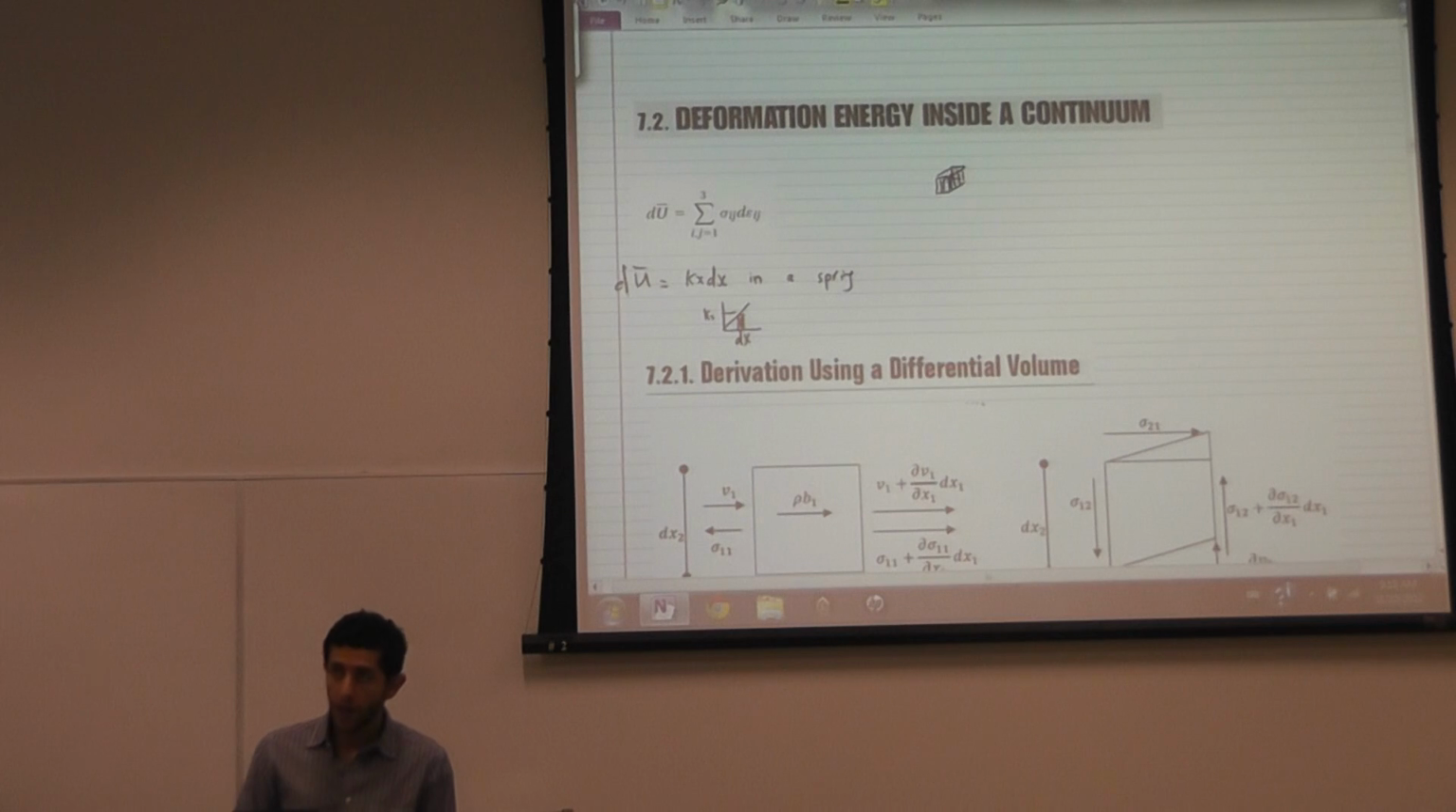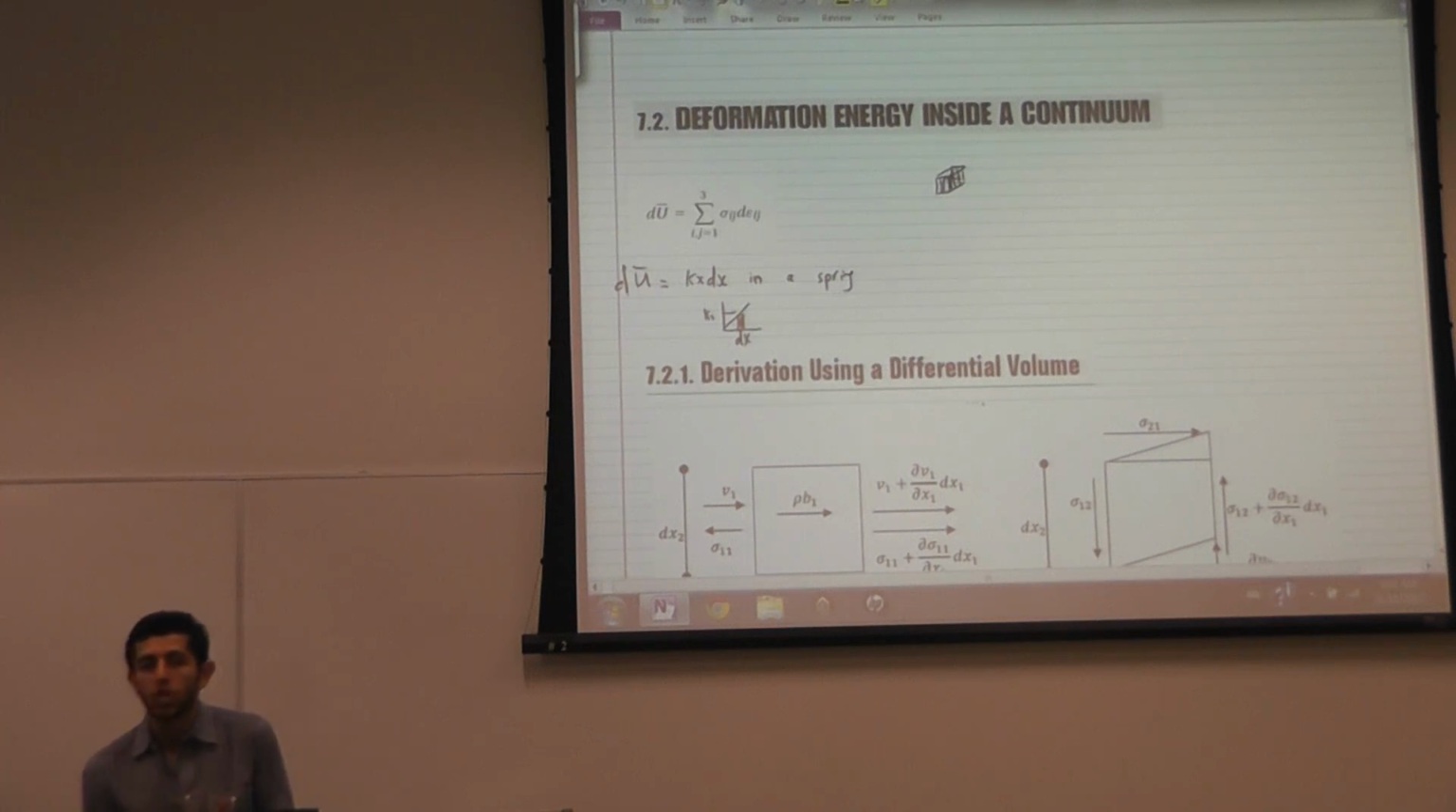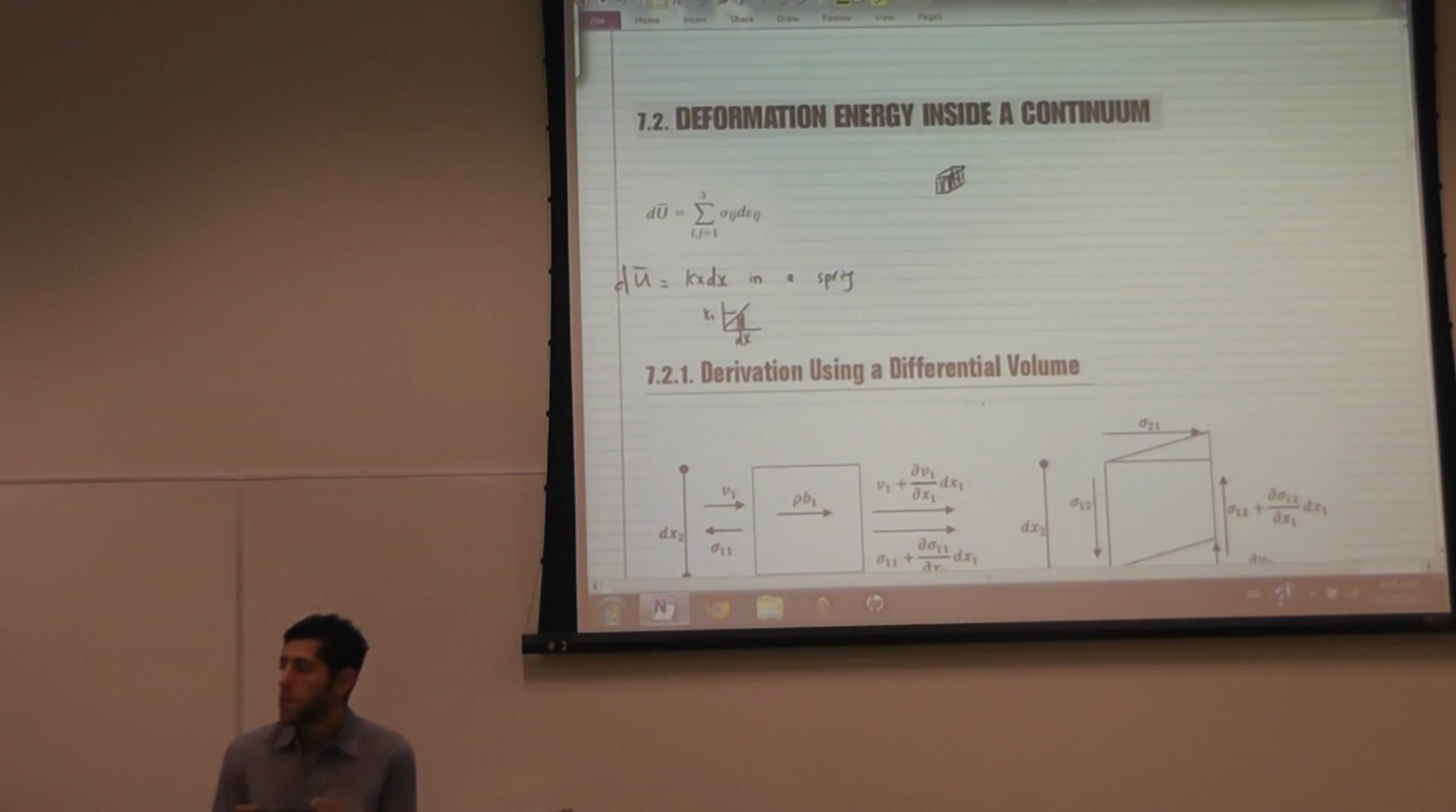Now the equivalent, if I have this three-dimensional spring made out of a material, the material acts like a spring, where as I'm deforming it, there is energy that's stored, then this energy is equal to sigma 1 d epsilon 1, sigma 2 d epsilon 2, and so on. So this energy is equal to sigma ij d epsilon ij. To prove this, it's going to take us perhaps 10 to 15 minutes to go through the proofs. So bear with me.